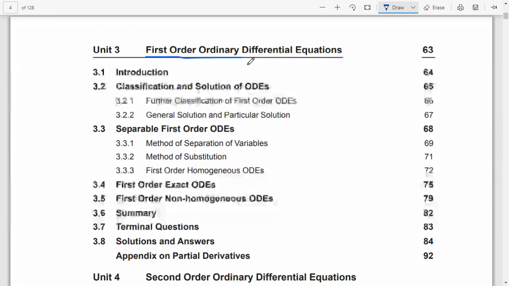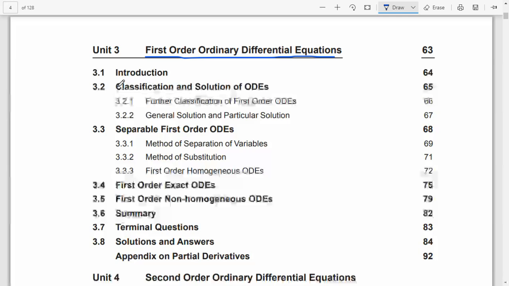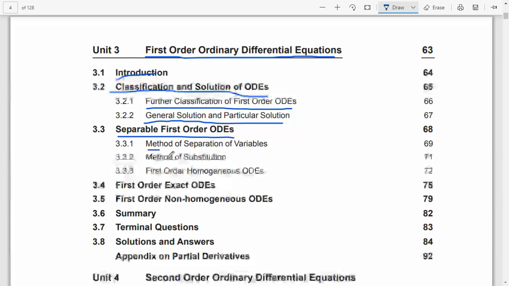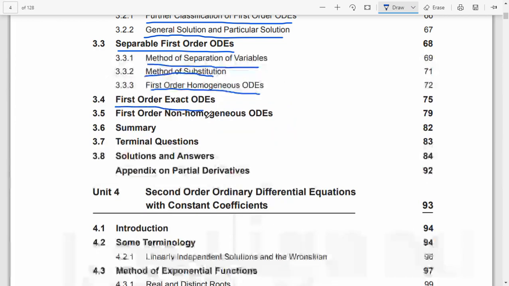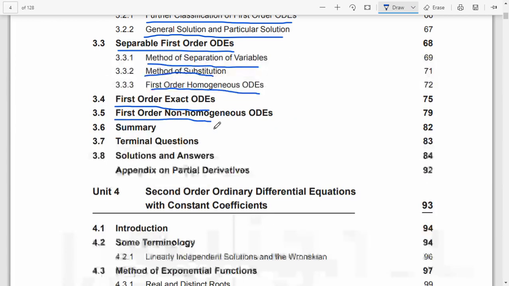First order ordinary differential equations. Introduction, classification and solution of ODEs. Further classification of first order ODEs. General solution and particular solutions. Separable first order ODEs. Method of separation of variables. Method of substitution. First order homogeneous ODEs. First order exact ODEs. First order non-homogeneous ODEs. Summary, terminal questions, solution and answer.